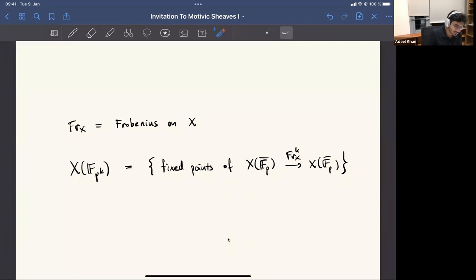Let's say X is affine. Then on the coordinate ring of X, it's just sending x to the x to the pth power. So it's the usual thing you would call Frobenius, I guess, in this setting.